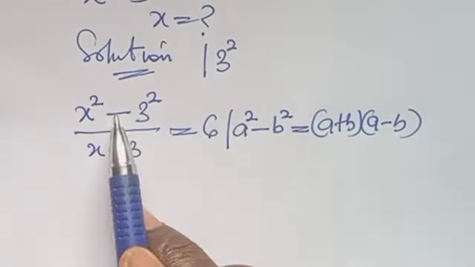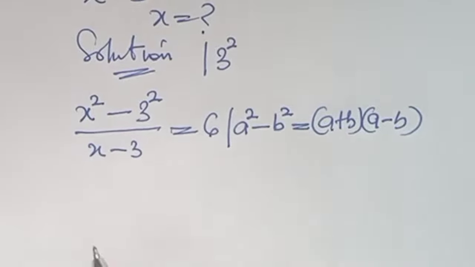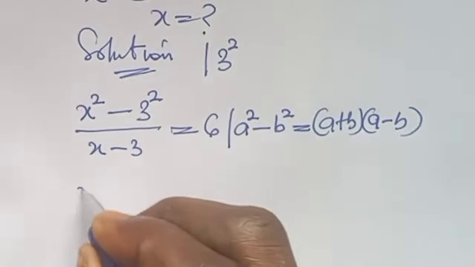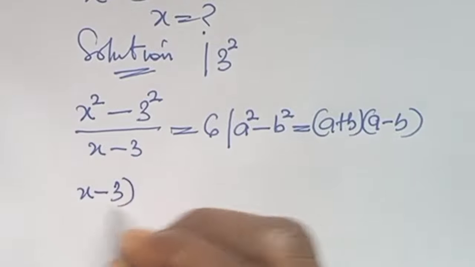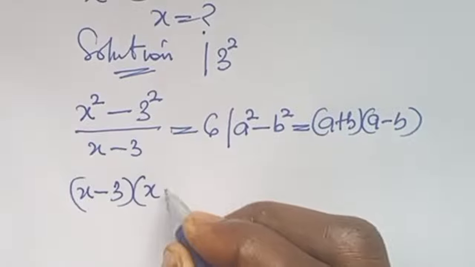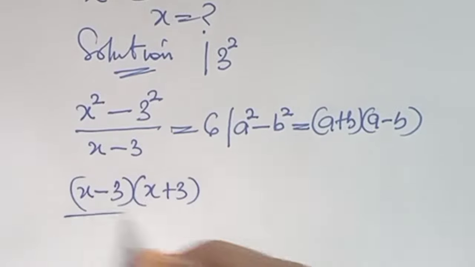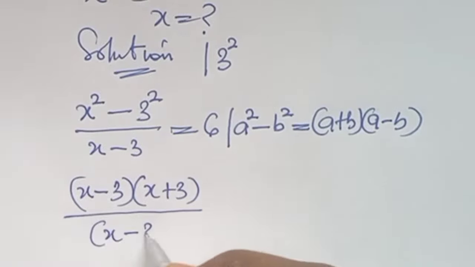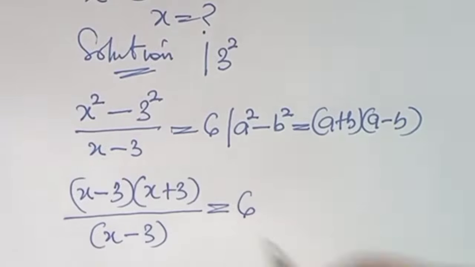This is in the form of this, so we're going to replace it with the identity so that the numerator can be written as x minus 3 into x plus 3 all over x minus 3. This all equals 6.